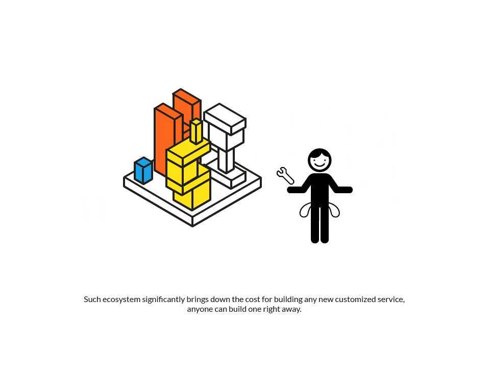So overall, such ecosystem significantly brings down the cost for building any new customized service. Anyone can build one right away. And this is of course when we have the modules on the ball. But as shown previously, there is a very high probability that the modules start to appear there when companies start to take the benefit of automation and want to have the reusability between the organizations.